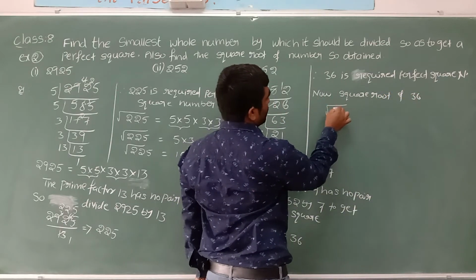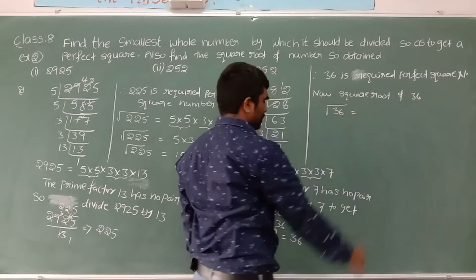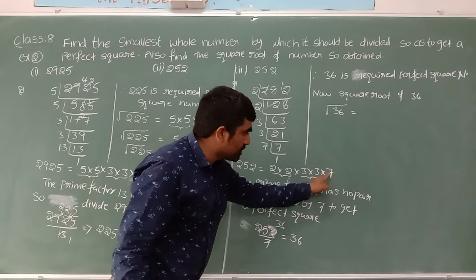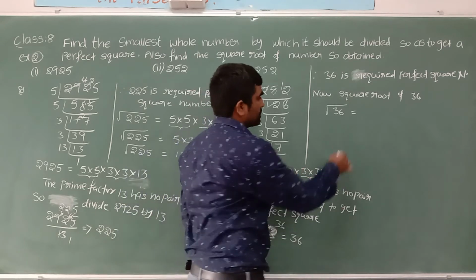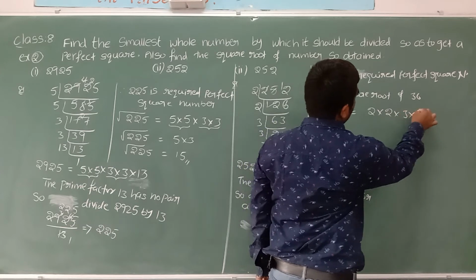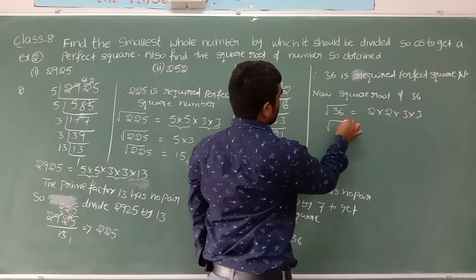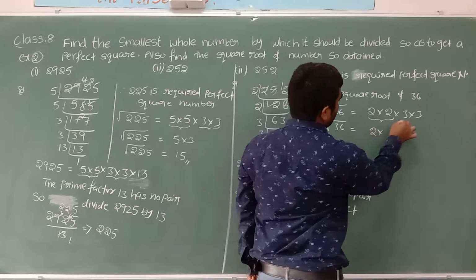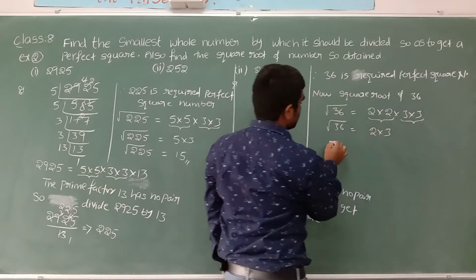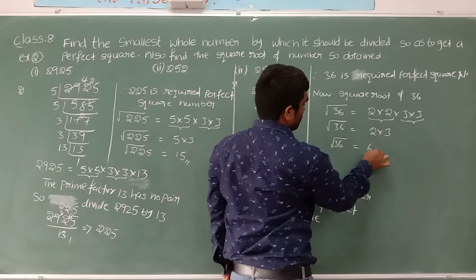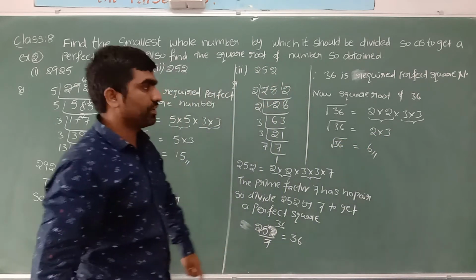So how can we get the square root of 36? The factors are the same, just we are dividing by 7. So 7 is eliminated, and all the remaining factors are there as usual: 2 into 2 into 3 into 3. For every pair of numbers, one we take outside. So the square root of 36 is 2 3s, which is 6.